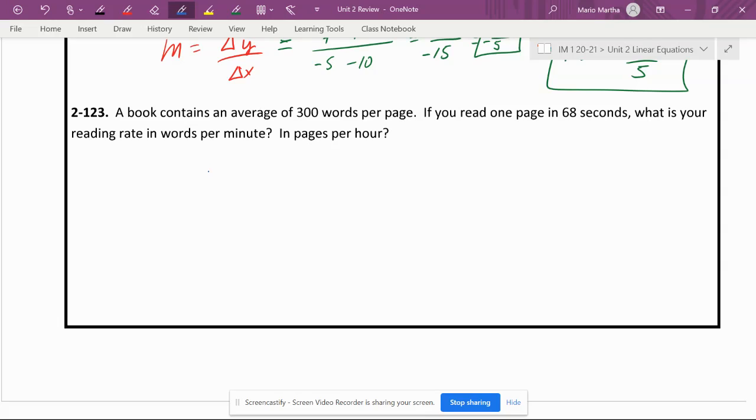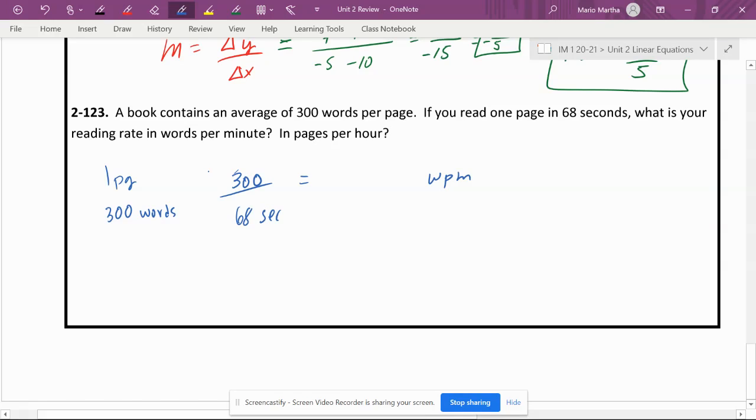So here we're going to try to set up a ratio, because we're trying to figure out how many words you're actually reading per minute. So the first thing we're going to do, right? We know that you're reading one page every 68 seconds, right? So pretty much we want to know how many words per minute you're reading. And then we know that one page has 300 words. Okay, so we're going to replace that one page with 300.